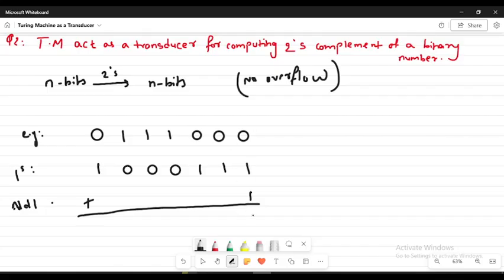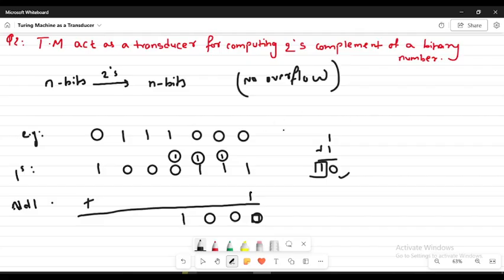So 1 plus 1 is how much? 1 0, right? So 0 is the result and 1 becomes carry. Again 1 plus 1 is 1 0, so 0 and 1 carry. Now again 1 plus 1 is 1 0, so 0 and 1 carry. Now 1 plus 0 is how much? 1 plus 0 is 1 itself.